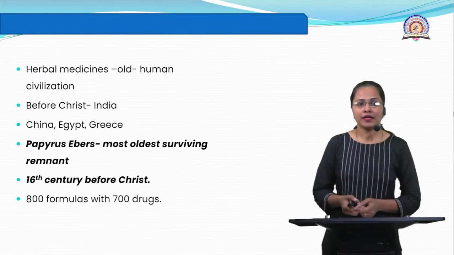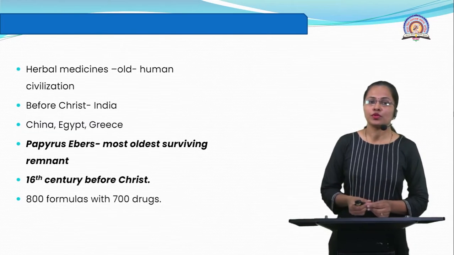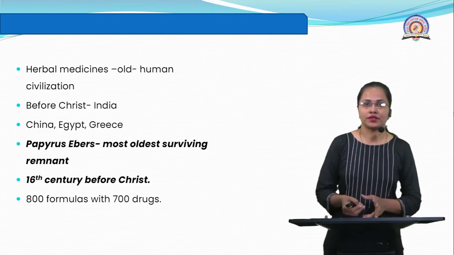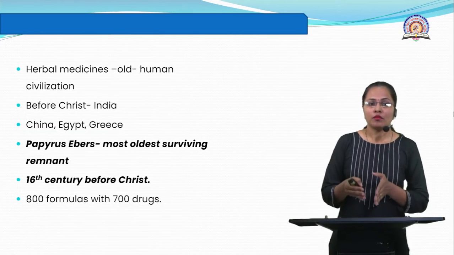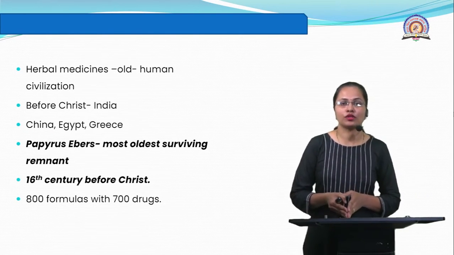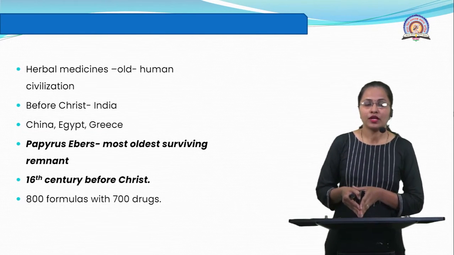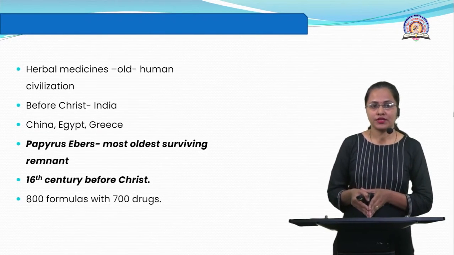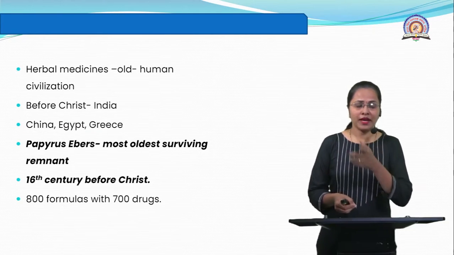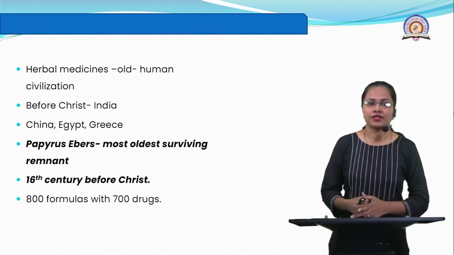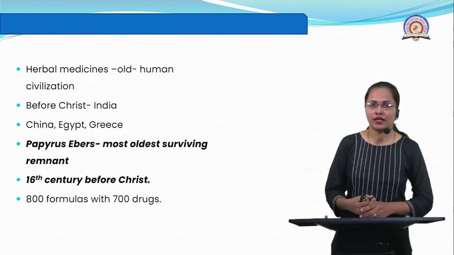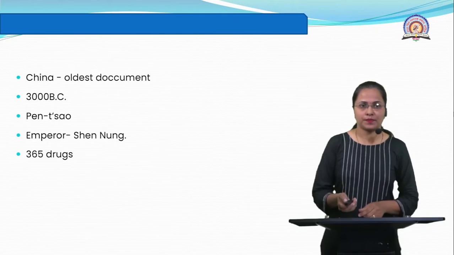The Papyrus Ebers is the oldest surviving remnant of literature, the oldest literature present for ethnobotany. It was written before Christ in the 16th century. This plant-based literature has 800 formulas with 700 different drugs.